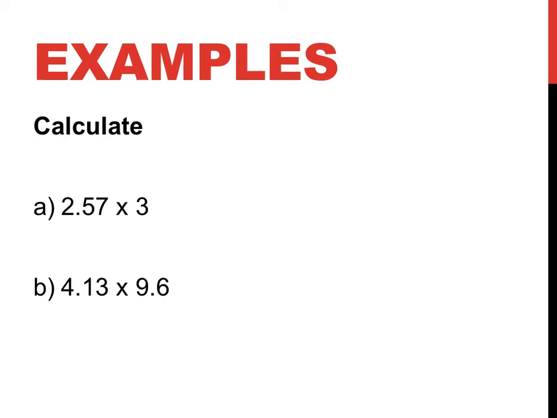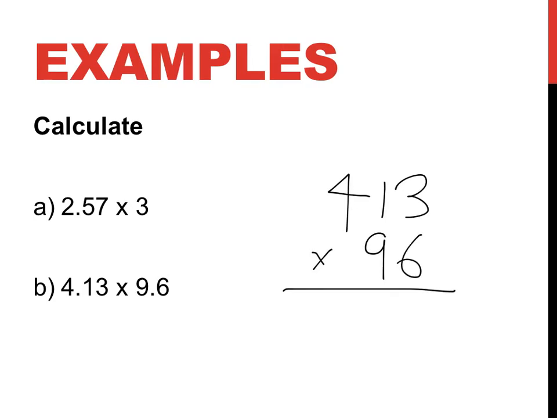Okay, let's look at this second example. This second example here is 4.13 times 9.6. Again, I'm going to ignore my decimal point and say it's 413 times 96. 6 3s are 18, carry the 1. 6 1s are 6, plus 1 is 7. 6 4s are 24, that's my answer.